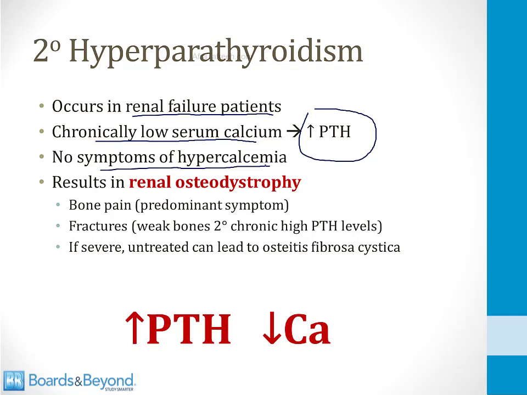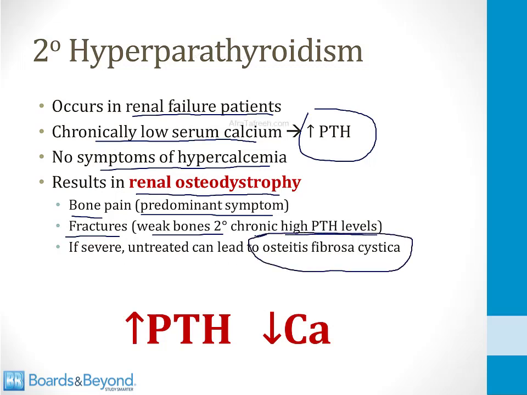The problem is that long-standing elevations of parathyroid hormone lead to what's known as renal osteodystrophy. This is a bone disease. Patients complain of bone pain. That's the predominant symptom. They are also at risk for fractures. They have weak bones secondary to the high parathyroid hormone levels. And if it's severe and untreated, it can lead to osteitis fibrosis cystica, which has that collection of bone changes we talked about a few slides ago.